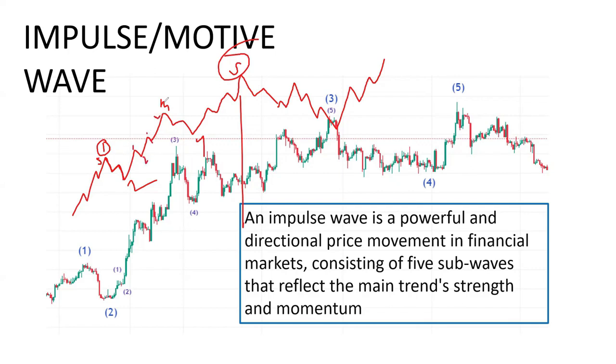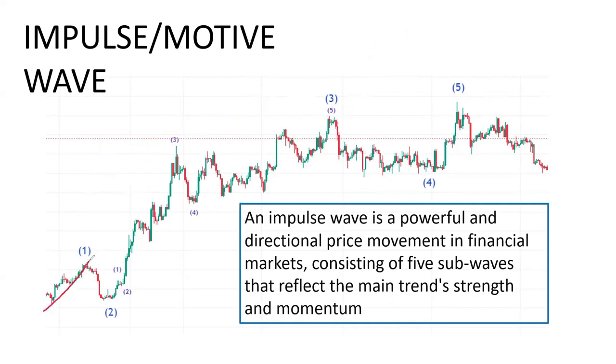Additionally, waves 3 and 5 are impulses themselves. Since these are impulses, each will have 5 smaller waves inside them. As many impulses as there are, they will follow the same pattern. This is important to keep in mind. These formations are fractal in nature. You may not have known this before.